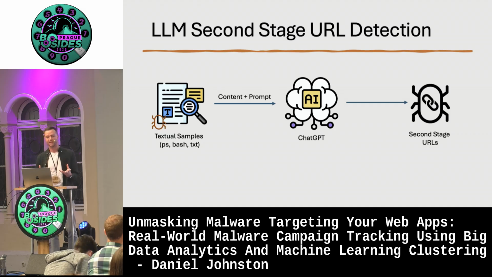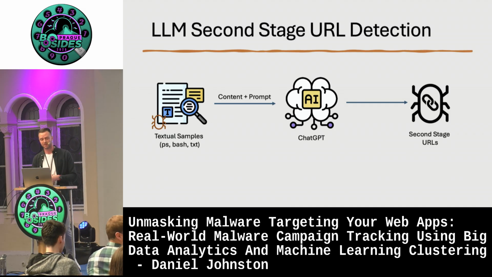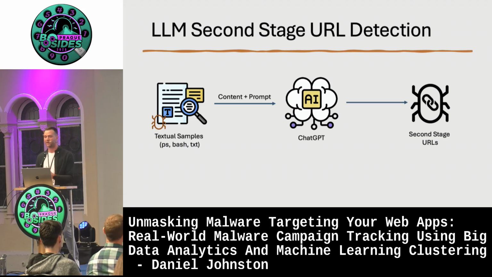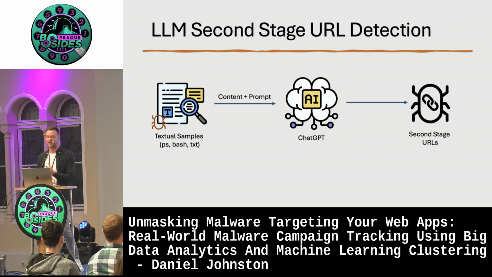So what we came up with was LLM second stage URL detection. For any problem in today's world, what do you do? You take it and you fire it at an LLM and you hope for the best. So what we did was we take the content of the textual sample and provide it with a prompt to an LLM like ChatGPT. Generally, 99% of the time, it's very successful at being able to parse out that second stage URL, and we can then download it and store it in our isolated cloud storage environment.